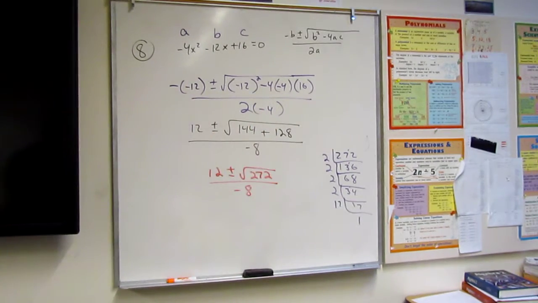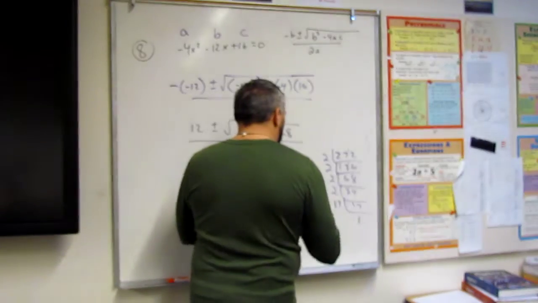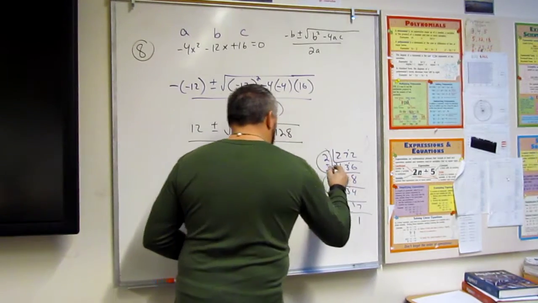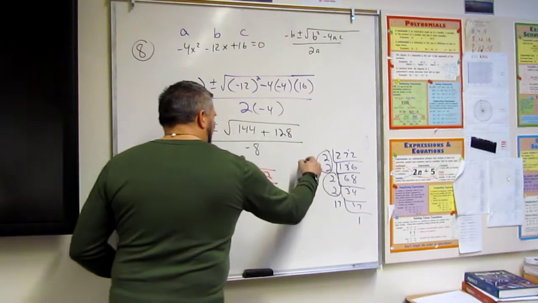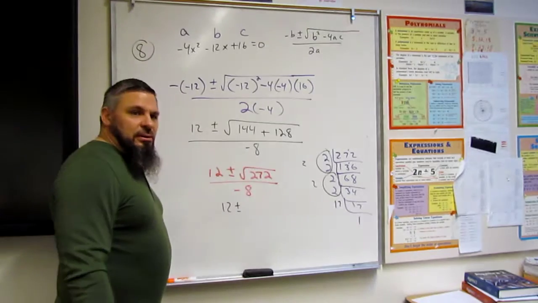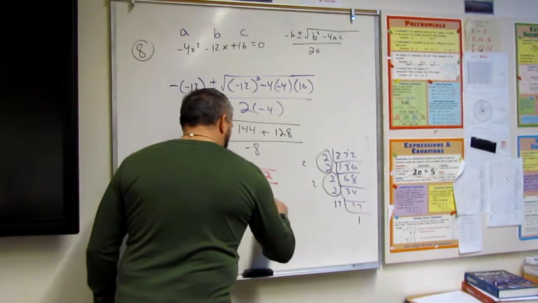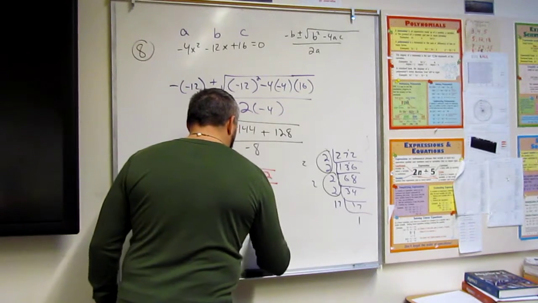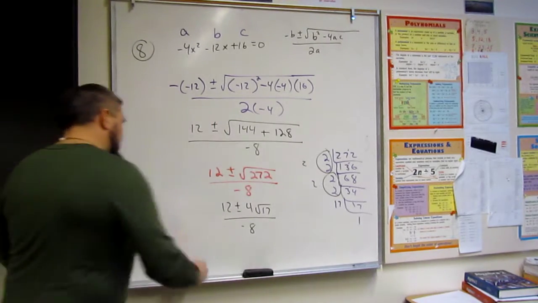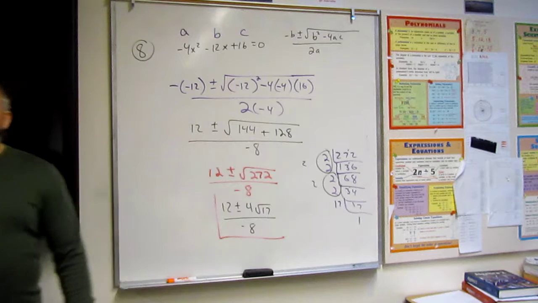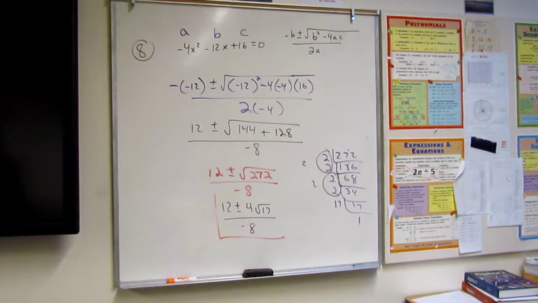Okay? And so, take out my pairs, right? So I got a pair here, I got a pair here. So I'm going to have 12 plus or minus, what's 2 times 2? 4 square roots of 17 all over negative 8.